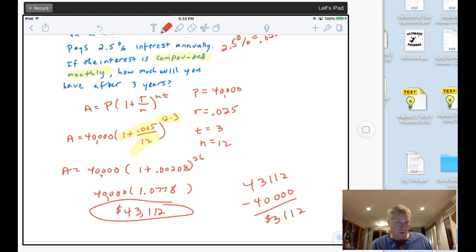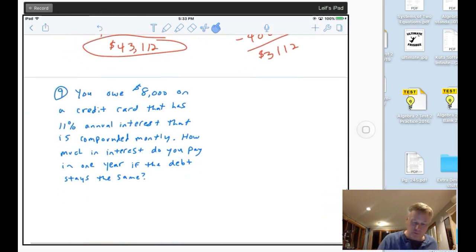So, not a ton of money, but pretty nice chunk of change, though. $1,000 for doing nothing. That's pretty good. Anyway, that wasn't what the question asked for, but I figured I'd go a little farther.